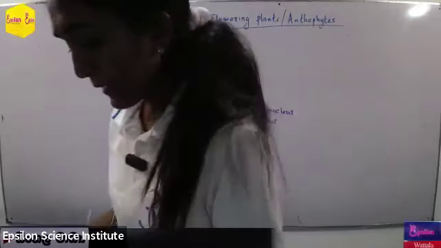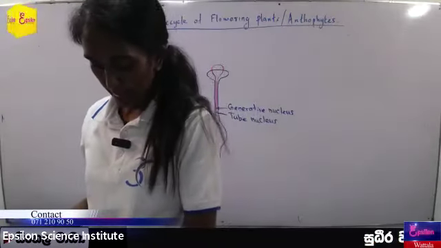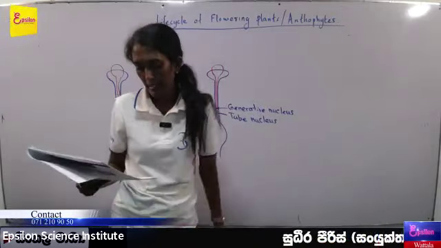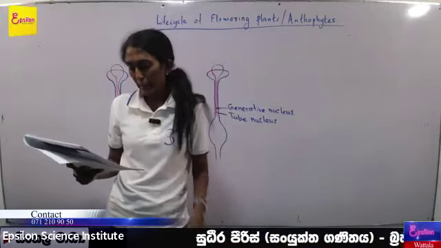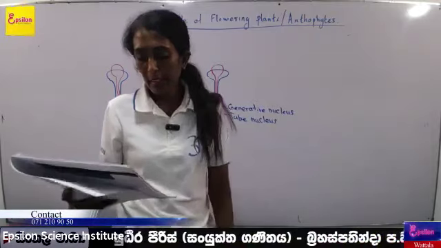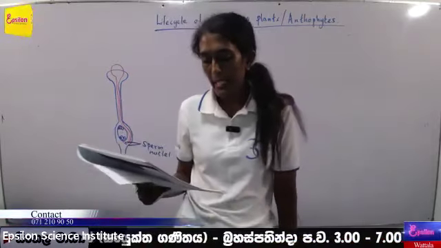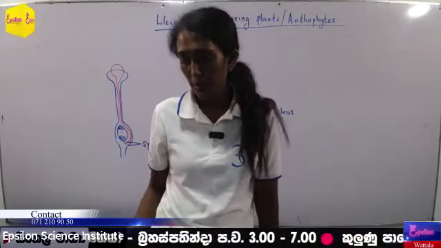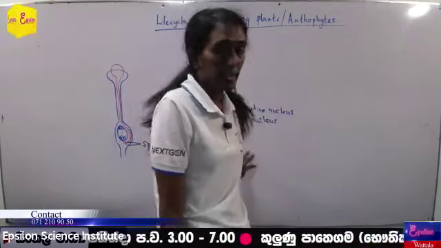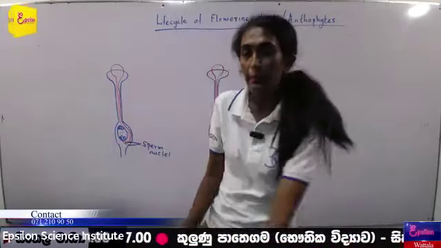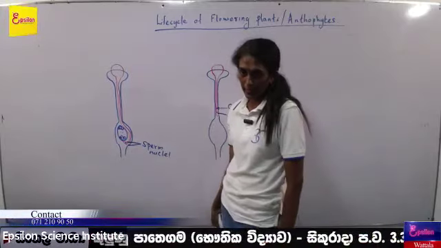Right, come to this one. Life cycle of flowering plants. Sporophyte is the dominant plant. Gametophytes are short-lived, microscopic, entirely dependent on the sporophyte. The embryo sac of this life cycle is completely dependent on the sporophyte. Right?